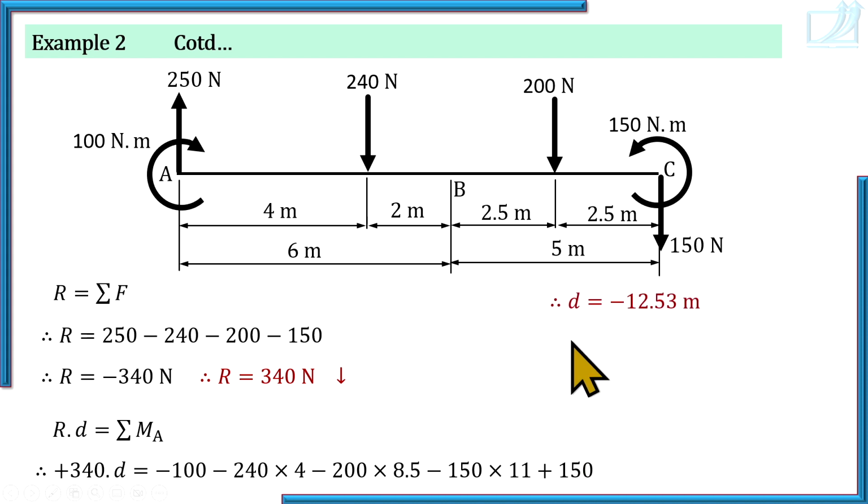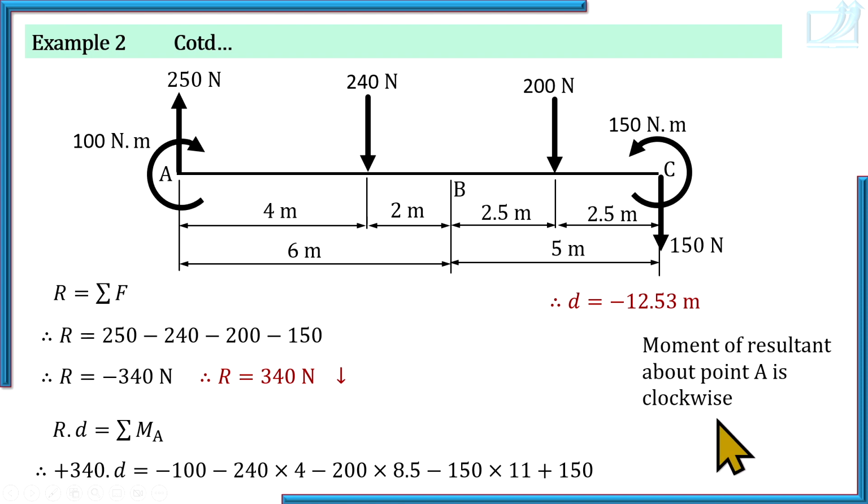And we got D as minus 12.53. Negative answer. That suggests you that moment of resultant, as I have explained you in earlier problem, moment of resultant about point A is clockwise. What is interpretation of this negative sign? Moment of resultant about point A is clockwise. So I mentioned here.